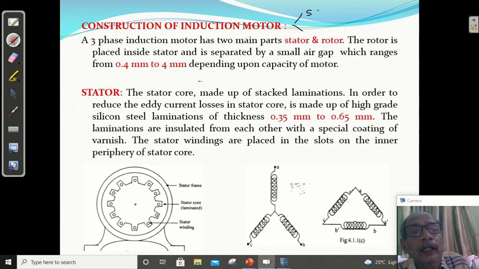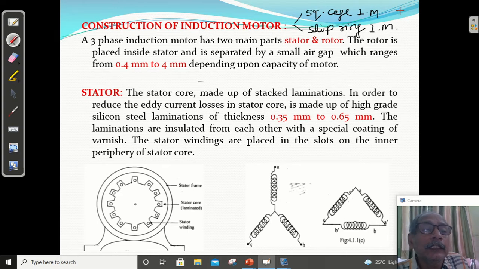They are called as squirrel cage and the second one is called as slip ring or phase wound induction motor. These two depend on what type of rotor. अगर आपके पास squirrel cage type of rotor है, motor is called as squirrel cage induction motor. If you have slip ring type of rotor, motor is called as slip ring induction motor.